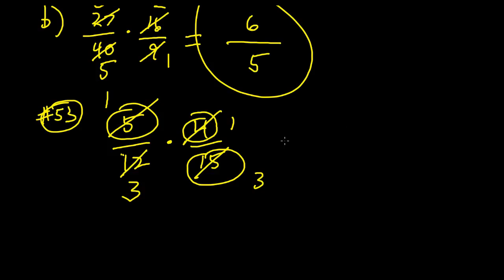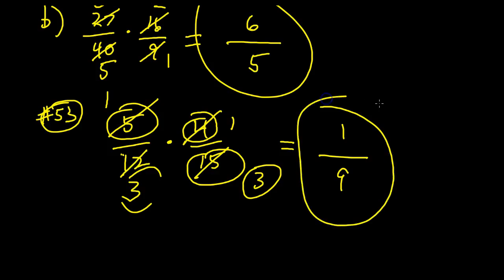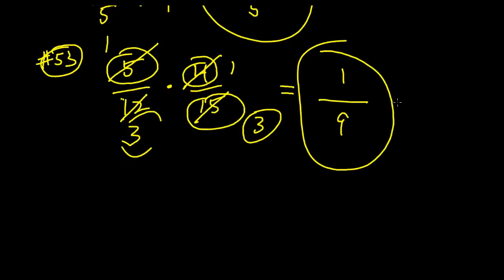All right, so cross-canceling as much as I can makes for an easier trip. 1 times 1 in the numerator is 1. Downstairs, 3 times 3 in the denominator is 9. Final answer, 1/9. All right, so that's 3 examples of multiplying fractions. Let's try to divide some fractions.